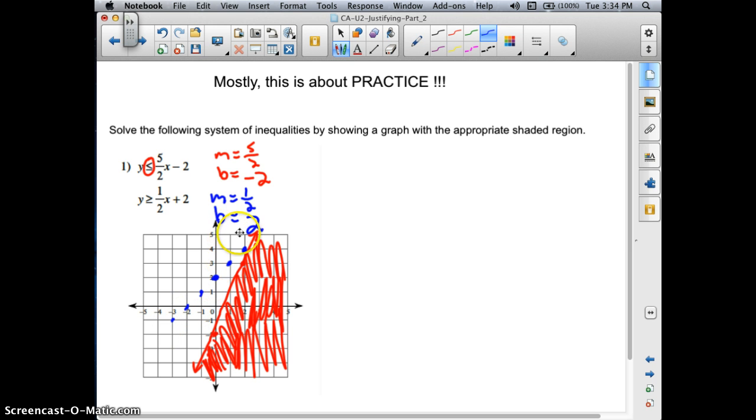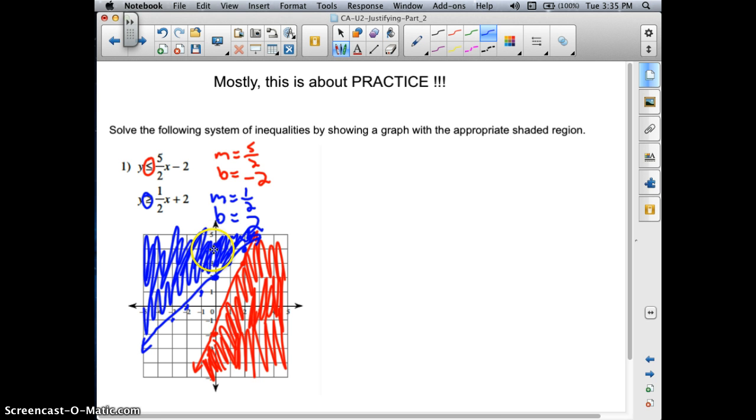I need to decide whether my line is dashed or solid. So I look at the symbol and I see that there's an equal to underneath. So again, in this case, it means a solid line. Looks like I have a delay here. My line's not great, but you get the idea. And I need to decide whether to shade above or below. And so I look and my symbol is greater than. Is greater than above or below the line? Greater than is above, and so that means that you're shading all of this.